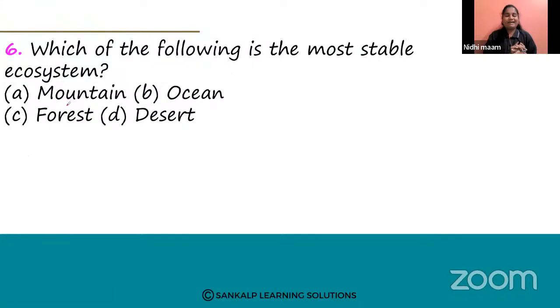Which of the following is the most stable ecosystem? A is mountain, B is ocean, C is forest, D is desert.